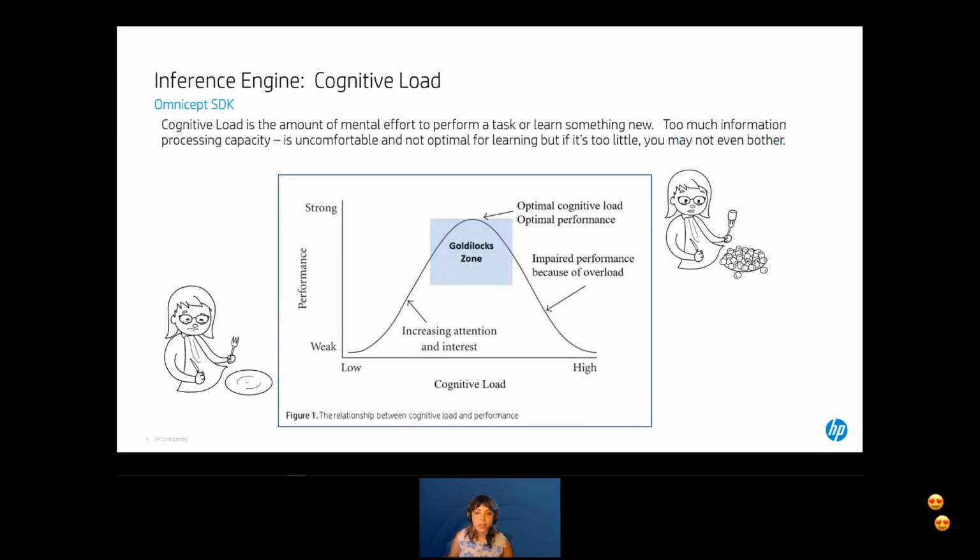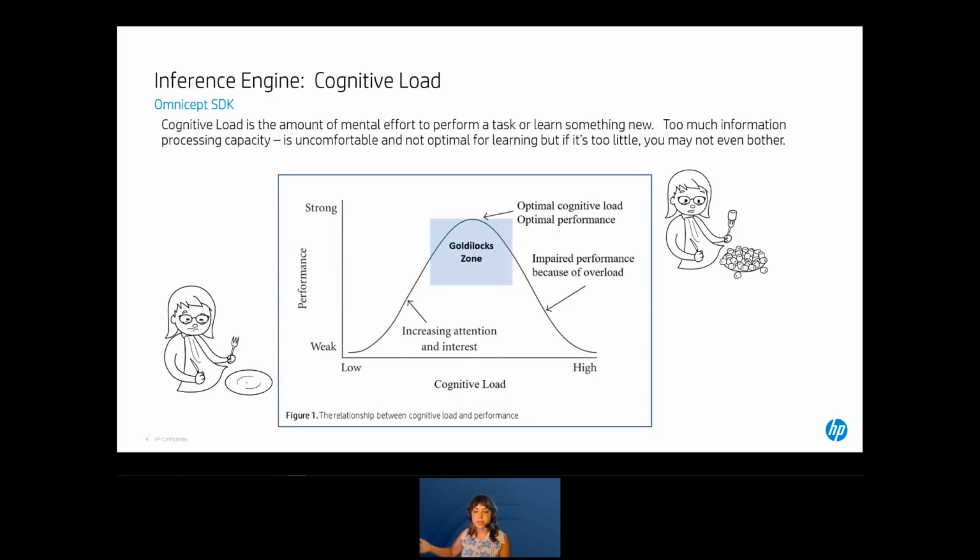So what is inference engine? Omnicept was developed by HP Labs, the cool PhDs who are data scientists and machine learning experts, and there's a whole bunch of data behind cognitive load that we make available on the dev portal. For those of you who are into data science, you could see where we collected data to come up with the algorithm for cognitive load. So cognitive load, what is it? This is one of our inferences that is available today.